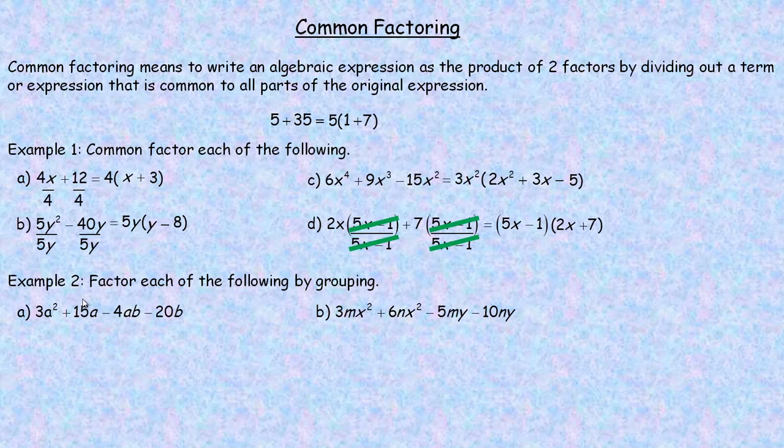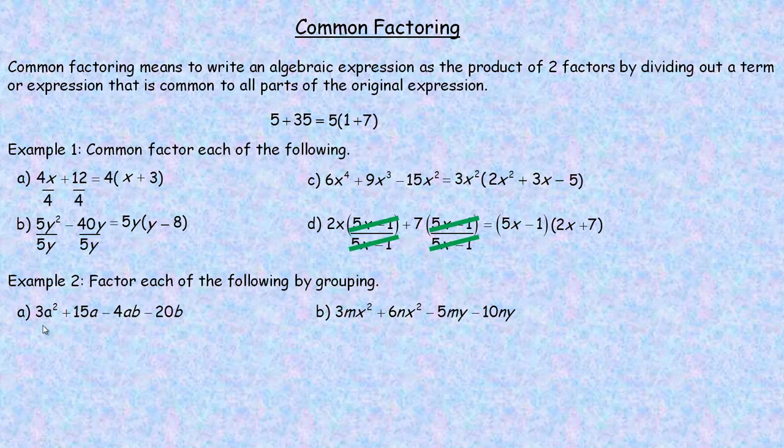Okay, on to example 2. Factor each of the following by grouping. This is kind of where this is leading. So there's 4 terms here. And in factoring by grouping, you're always going to see an even number of terms. It could be bigger than 4. It could be even like 6 or 8 or 10, I suppose, or even bigger than that. But you're always going to see an even number.